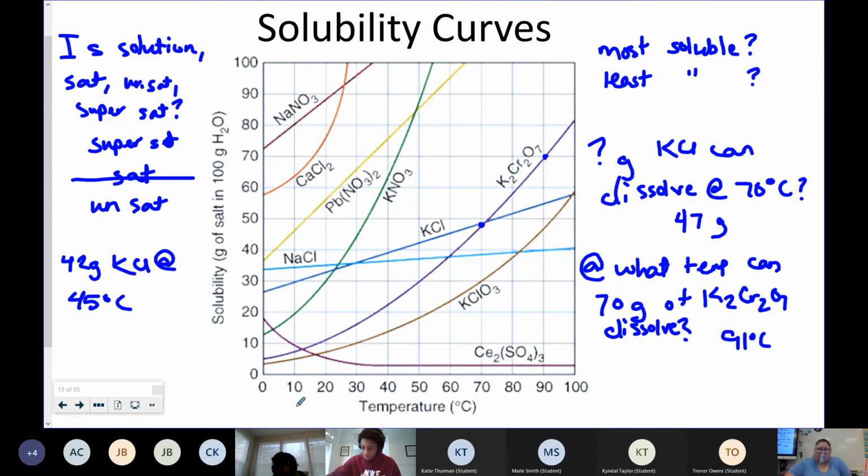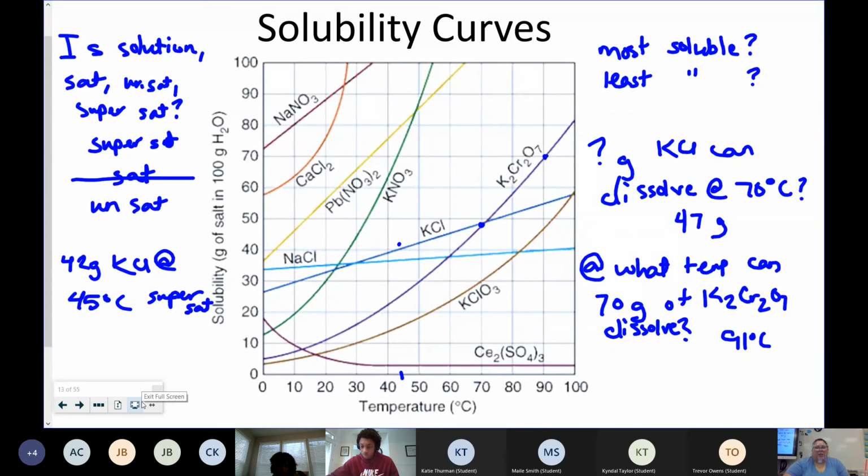So we'd say, okay, 45 degrees Celsius is right here in the middle. Go up to 42 grams, which is going to be somewhere here. And we're looking at where that point is in comparison to that line for KCl. It's slightly above the line, so we would say that that is supersaturated, because the point that it gives us is above the line for that substance.